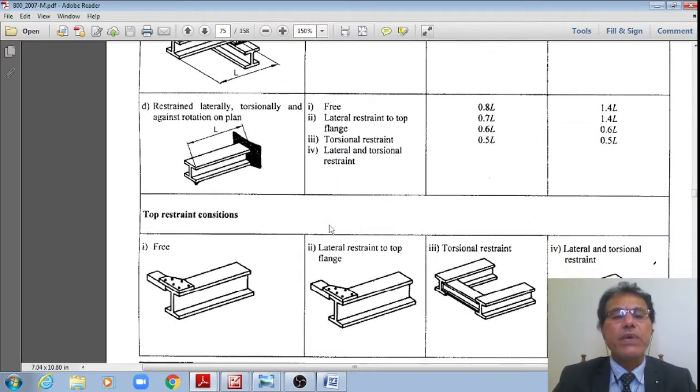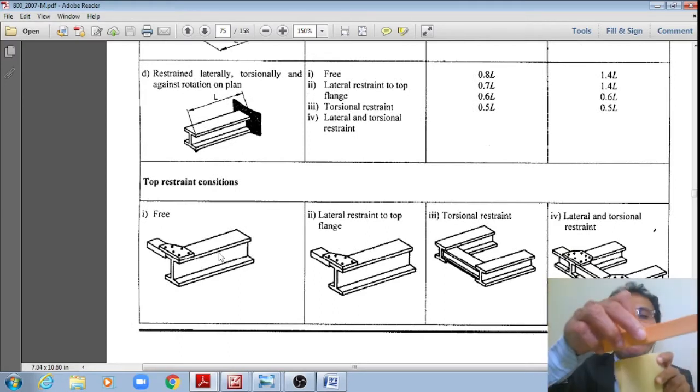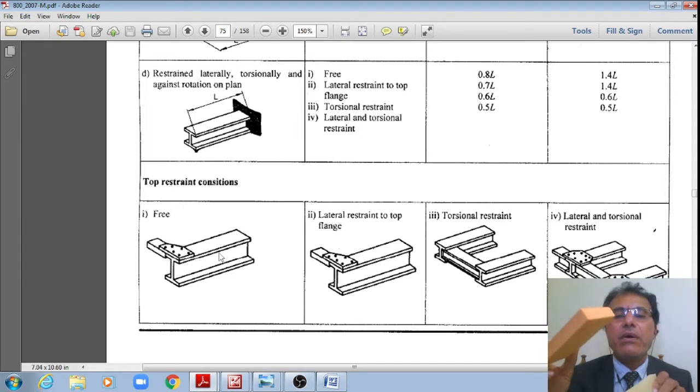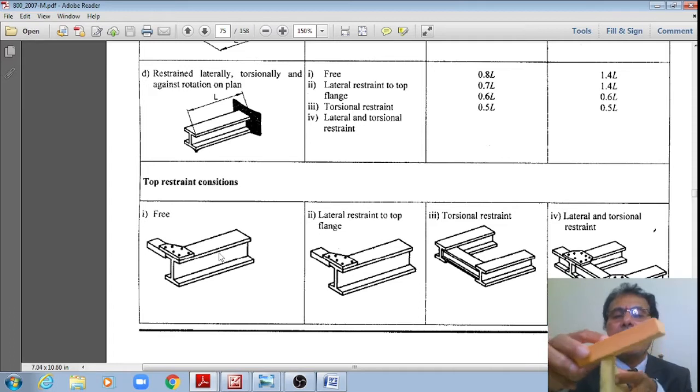This is how the first one is free, that is how the end is free, which is just provided by means of a nominal connection in the lateral direction, right? It is free, not rigid, right? Nominal, right? Whereas the second one is lateral restraint to the top flange. Lateral restraint to the top flange means it will be provided by means of a stiff restraint, right? Which is provided by means of a sufficient number of bolts or by welding as appropriate, right? The second condition. Third one is the torsional restraint.